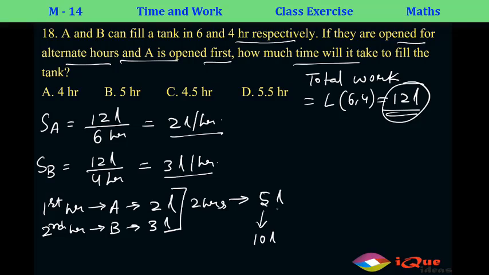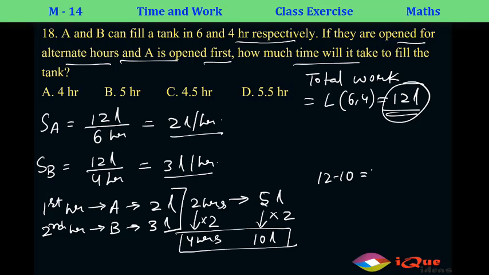So for 10 liters, how much time will be taken? So 5 into 2 is 10, so 2 into 2 is 4 hours. Right? So in 4 hours, the total quantity of water filled is 10 liters. Right? Now how much water is remaining to be filled? The remaining water is 12 minus 10, that is 2 liters. And whose turn is this to come? So 4 is an even number. Next is 5. The fifth hour is an odd hour.